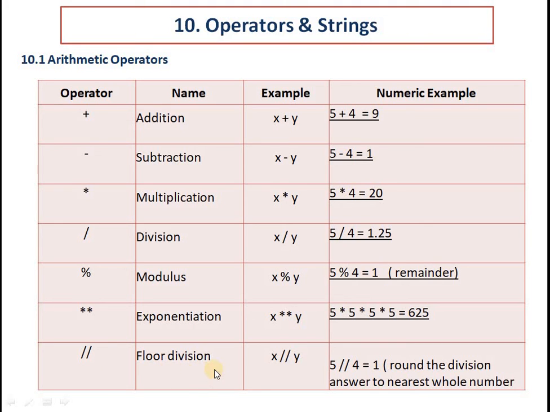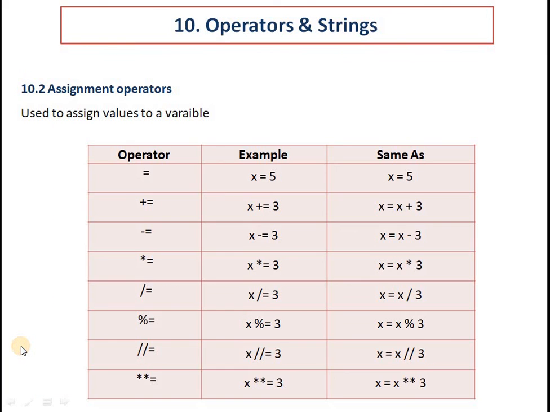Another operation is double slash, whose name is floor division. I am putting x double slash y. The answer will be rounded to the nearest whole number. Actually 5 divided by 4 is 1.25, so it will be rounded to the nearest integer. As it is 1.25, it is rounded to 1. If it was 1.75 or above 1.5, it will be rounded to 2. So the floor division operator is used to round the final answer to a whole number. So these are the various arithmetic operators supported in Python.